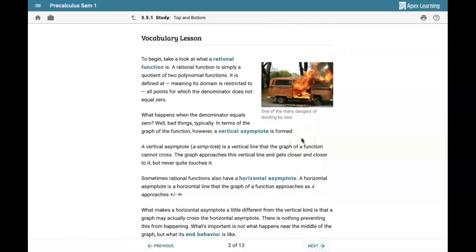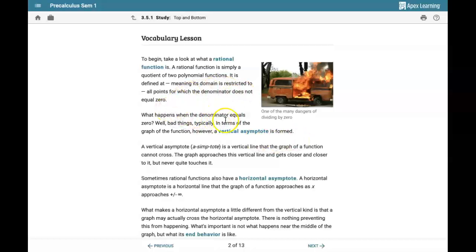Now, where we're going to use these, there are these things called rational functions. Simply, it is when you divide two polynomials. It's the quotient of two polynomial functions. Rational functions have a domain that is restricted, right? It's not continuous all the way through. There are some restrictions, meaning there's a place where you're not going to have values.